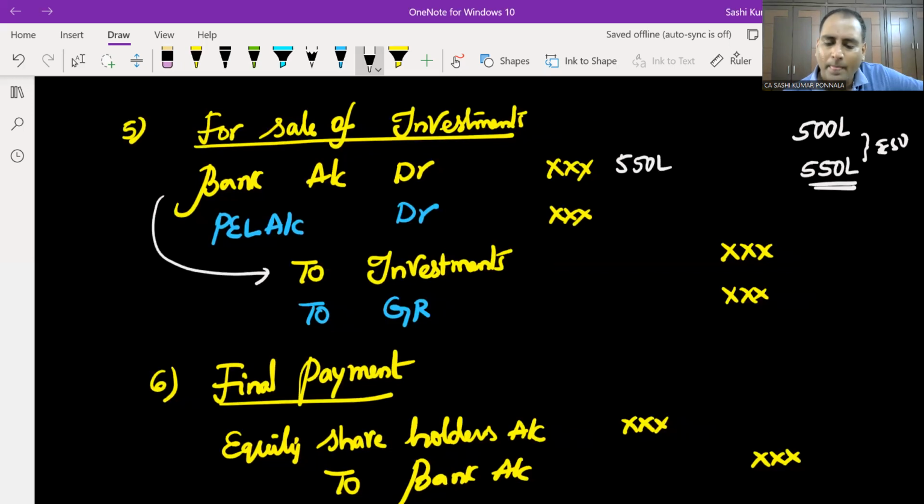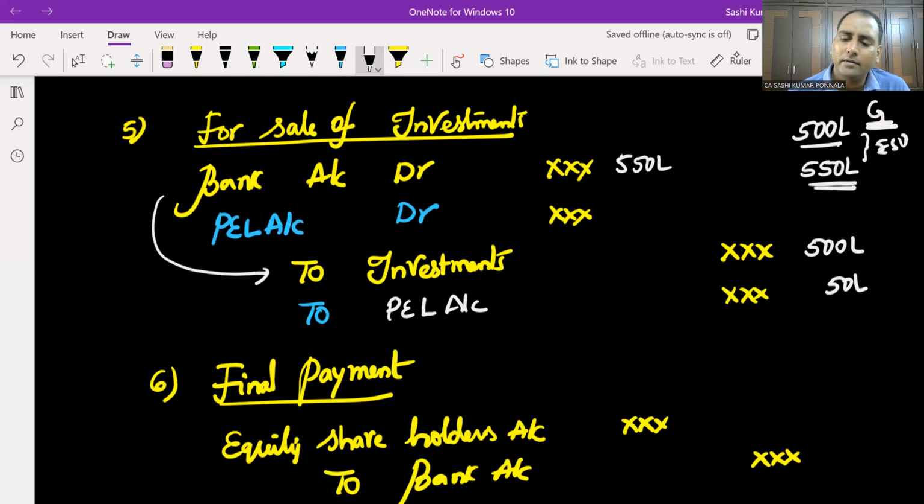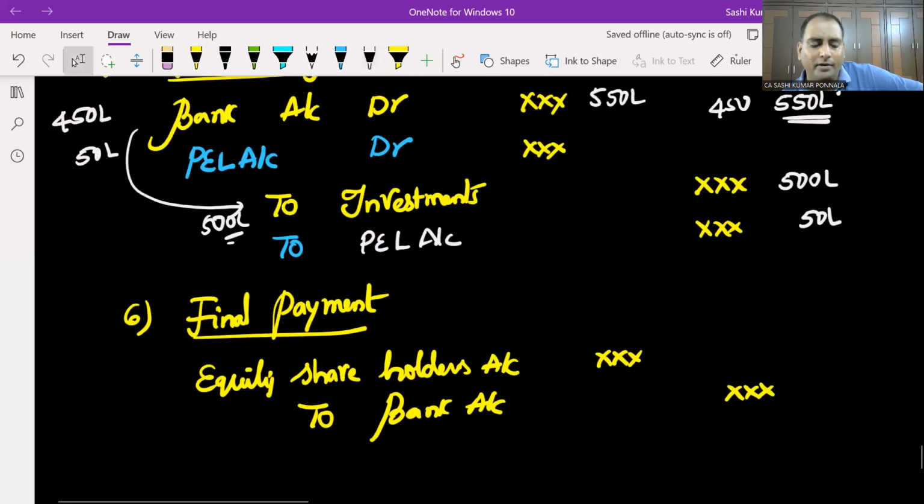550 lakhs, 500 lakhs. Gain 50 lakhs. Similarly, when securities are sold at a loss, 500 lakhs worth of securities were sold for 450 lakhs. Bank account debit, how much you got? 450. How much loss that you are suffering? 50. To investment account, 500 lakhs. So this is how the entry for sale of investments is made.